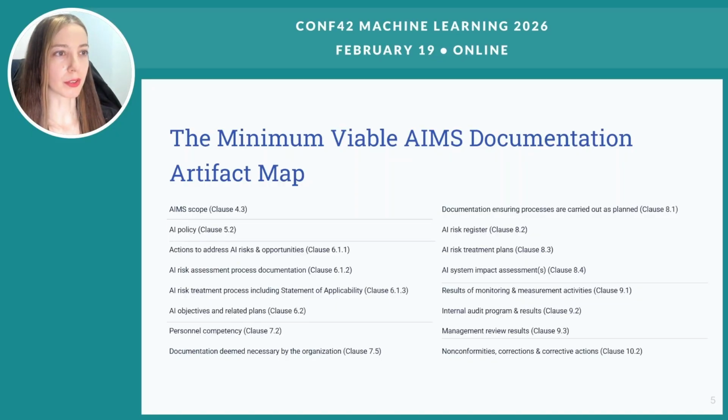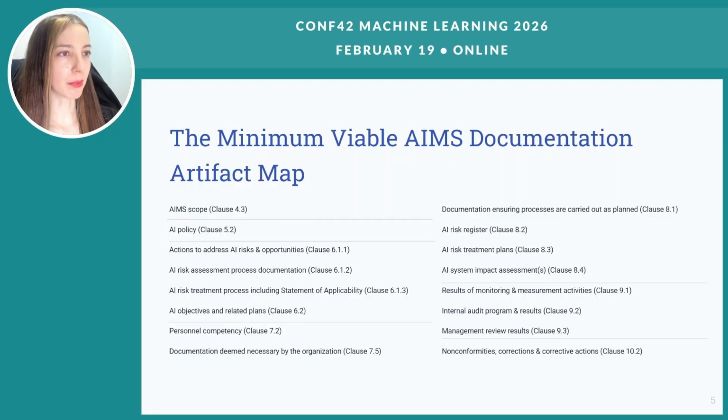Clause 4, context of the organization. Clause 5 focused on leadership. Clause 6 on planning, 7 support, 8 operations, 9 on performance evaluation, and 10 focus on improvement, or CLPSOPI as an acronym. So context, leadership, planning, support, operations, performance evaluation, improvement, CLPSOPI. Each one exists because without it, something important tends to fall apart.